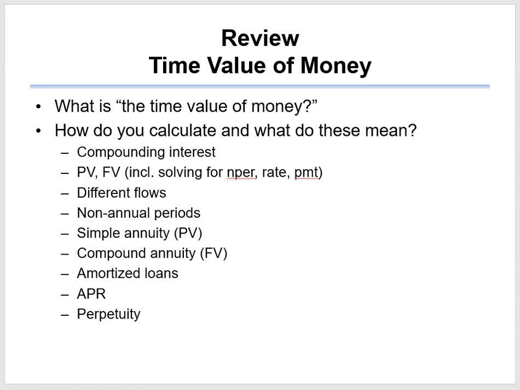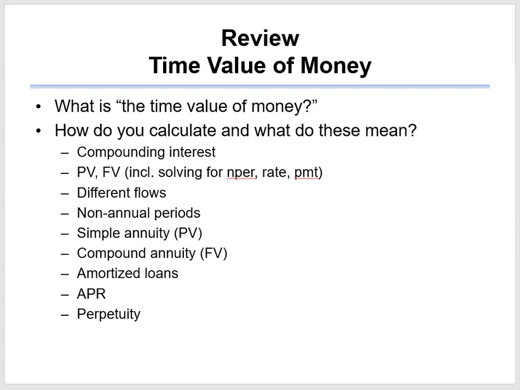Simple annuities. When I talk about a simple annuity, it means you get paid a certain amount each period. Think of winning the lottery. You get paid so much each year, $20,000 a year for 20 years. Or Publishers Clearinghouse. You win $5,000 a week for life. Those are simple annuities. Those you want to calculate the present value.